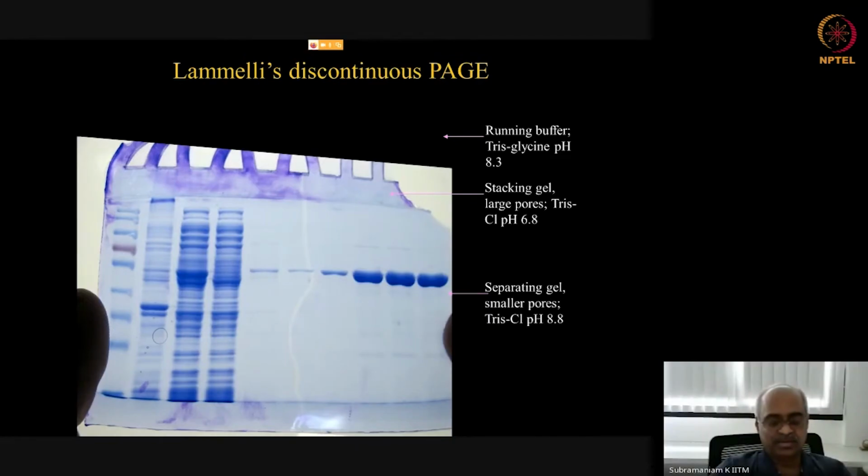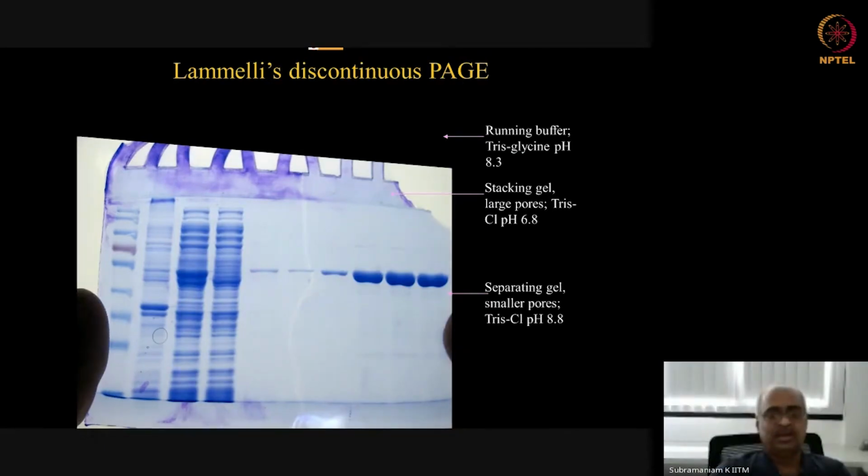And that is because this SDS, based on its strong charge, binds to the amino acids at a uniform ratio. Okay, so X number of SDS molecules per Y number of amino acids. So the number of SDS bound is directly proportional to the length of the polypeptide chain.